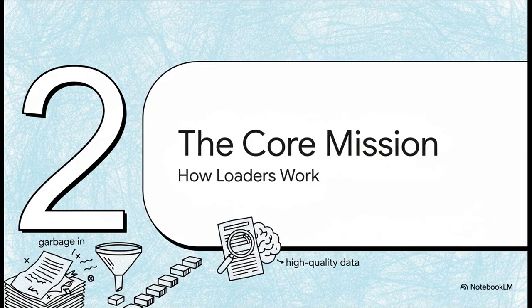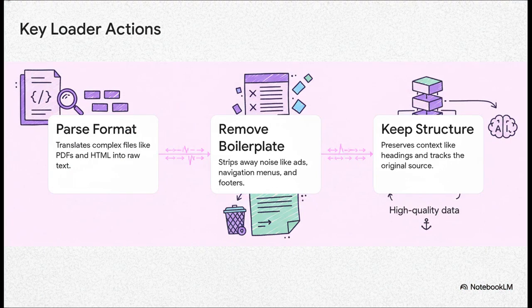Okay, so we get the what, but how does it actually work? Like, what's really happening under the hood when a document loader does its thing? Let's break down its core mission. It really boils down to three key jobs. First, it has to parse the format. Your AI has no idea what a PDF table is or how to read HTML. The loader acts like a translator, breaking those down into plain text.